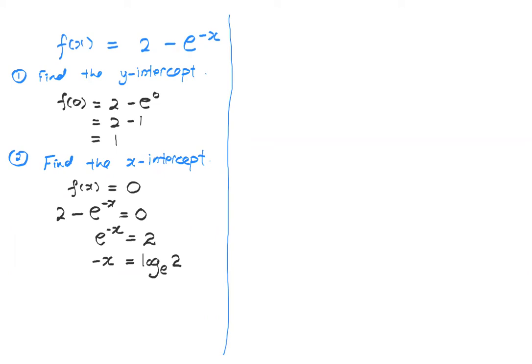So in maths, if you have the symbol log e, log to the base e, we use ln to represent it. Do you get me? Ln 2. So x equals negative ln 2. So the answer is negative 0 point something.